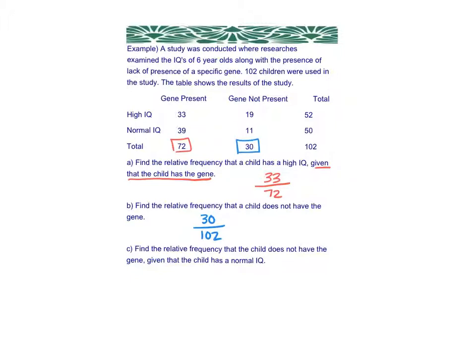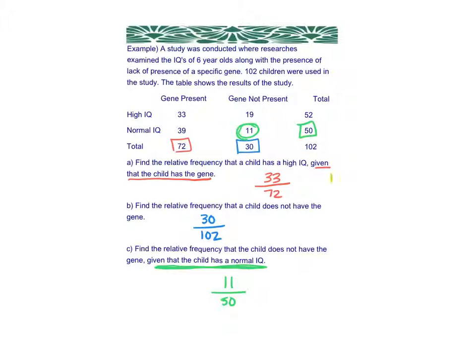Now the next one, I want to find the relative frequency that a child does not have the gene given that the child has a normal IQ. So I'm looking at only the kids who have a normal IQ, that subset of 50 are the ones I'm looking at. Out of those 50, what is the relative frequency that the child does not have the gene? And that's right here. It looks like 11 out of 50.